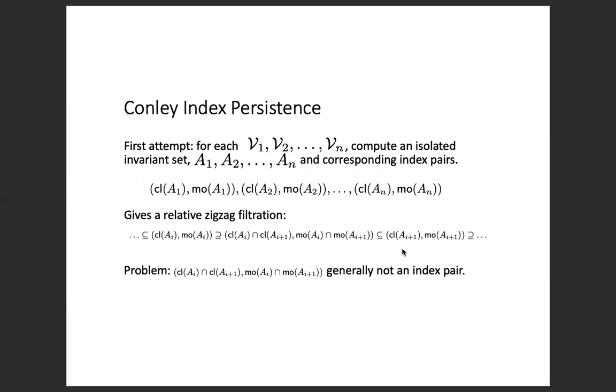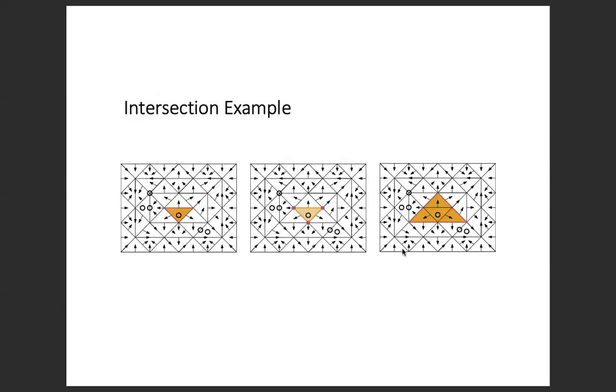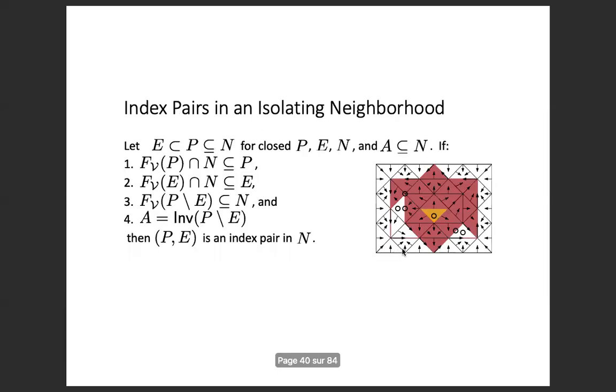The problem with this is that the intersection of index pairs is generally not an index pair. As an example, here are two different index pairs we had earlier for this yellow triangle. If you take the intersection, we don't have the properties we need. It's possible in this case to go directly from the yellow to the white when we take the intersection, and that's illegal. If you want to go from the yellow to the white, you first have to pass through red. Here you do not have to pass through red. And this has a different relative homology than we would expect. This has 2 generators in dimension 1, not a generator in dimension 2. So if we compute the persistence, we don't get the persistence we expect. So we need a different approach.